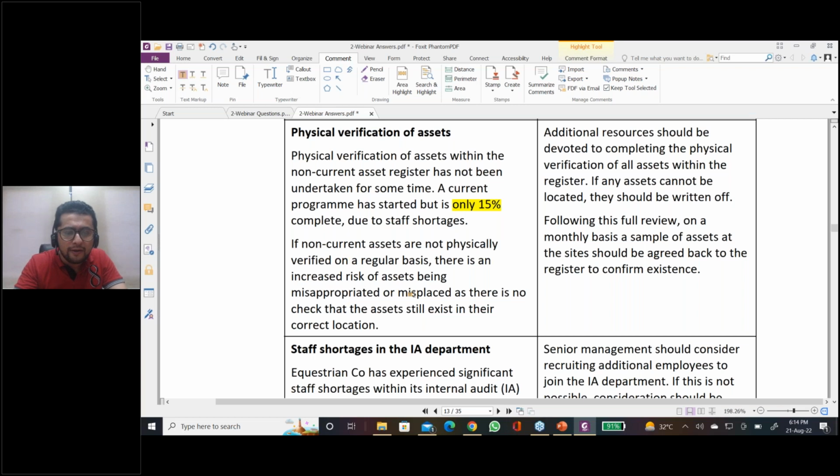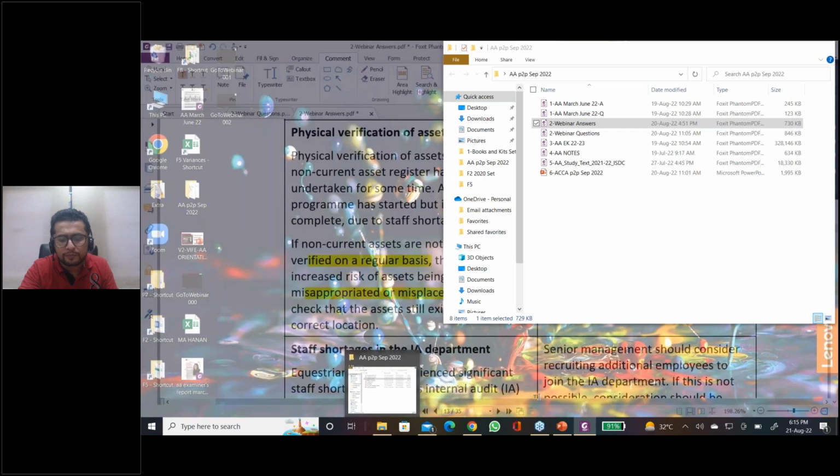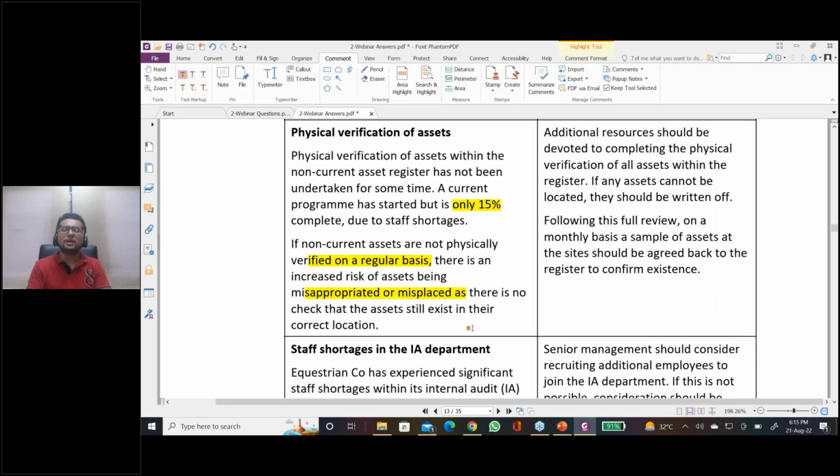So what's the key word here? Misappropriated or misplaced, not verified physically on a regular basis. So this is how you are going to get another half mark. This is how you are going to explain the deficiency, and this is how you are going to get complete 1 mark. Now, what should be the recommendation? Well, I need to recommend it to the management that they should appoint or recruit additional resources to the internal audit department specifically for this particular assignment, just to make sure that all those non-current assets should be reconciled.